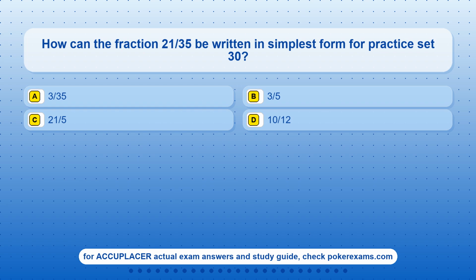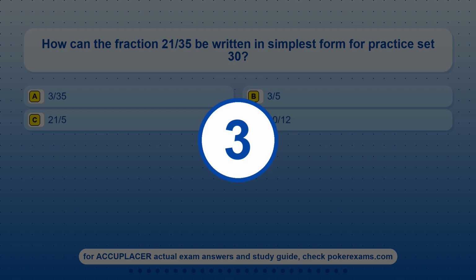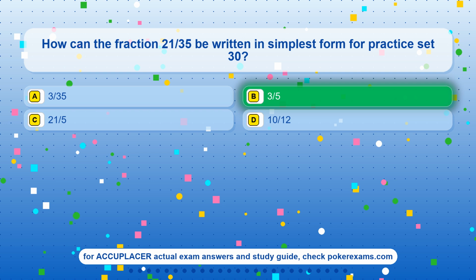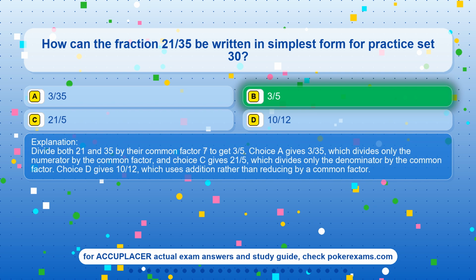Question 8. How can the fraction 21/35 be written in simplest form for practice set 30? Option A, 3/35, option B, 3/5, option C, 21/5, option D, 10/12. The correct answer is option B, 3/5. Divide both 21 and 35 by their common factor 7 to get 3/5.